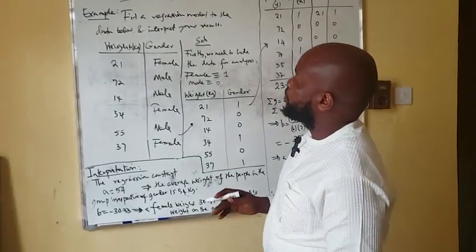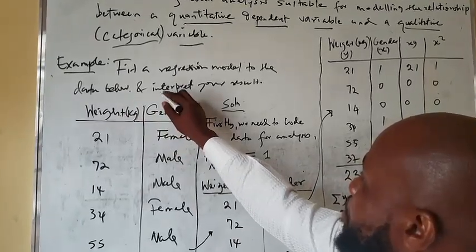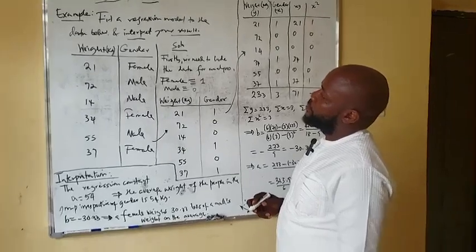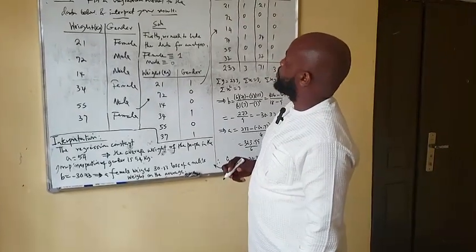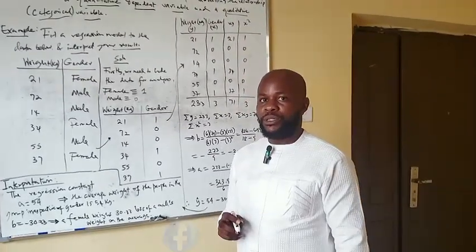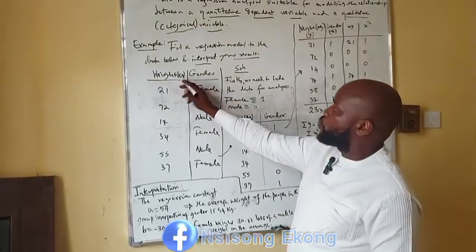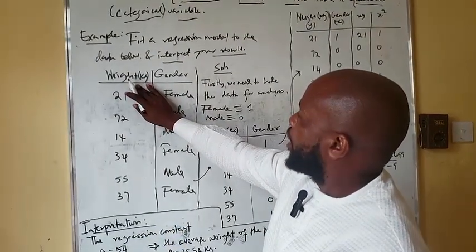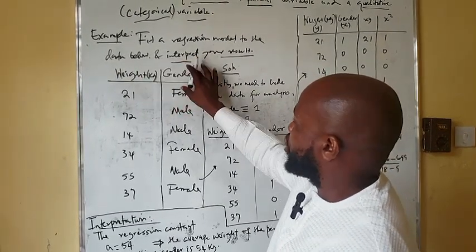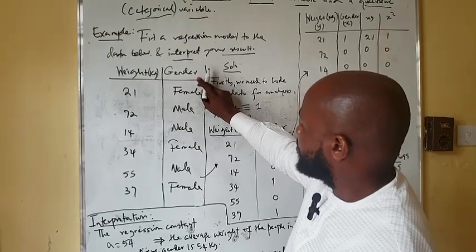We have an example here on the board. We say fit a regression model to the data below and interpret your result. If you look at the example, the question, nobody mentions dummy regression because it is expected of the problem solver to know the kind of regression model to apply when we are given this kind of problem. Here we have weight, and here we have gender. So it is expected that weight depends on gender. That means weight is the dependent variable and gender is the independent variable.